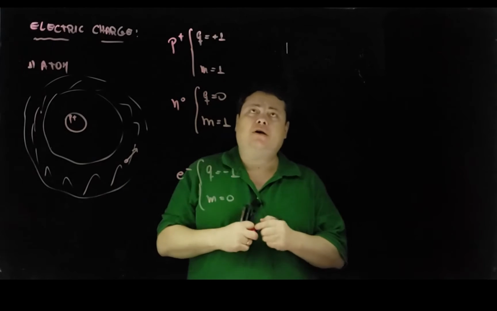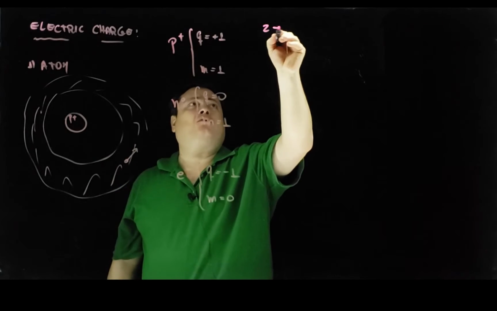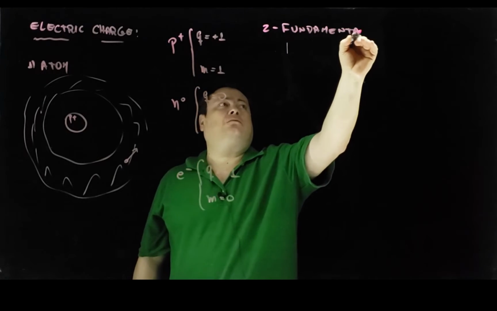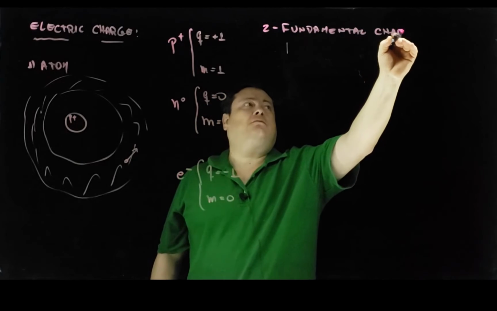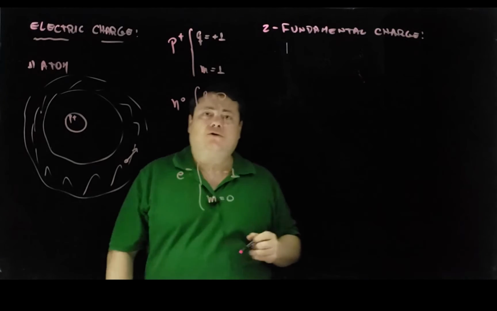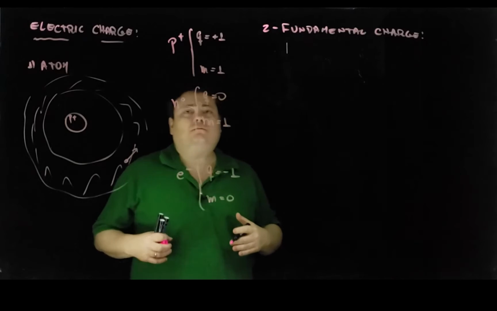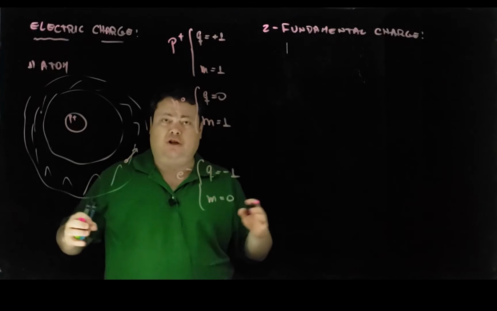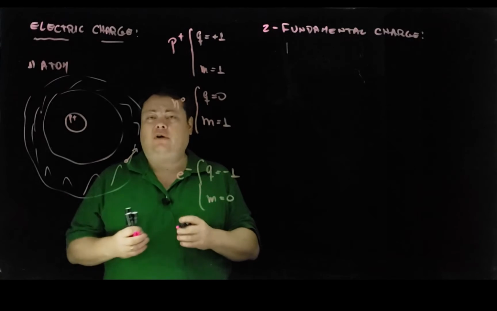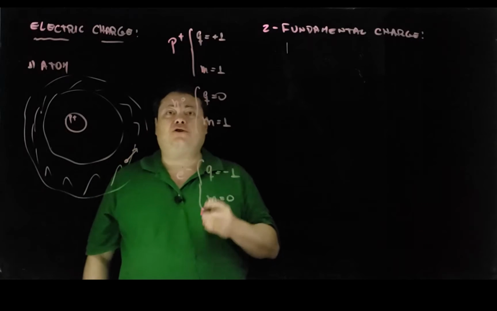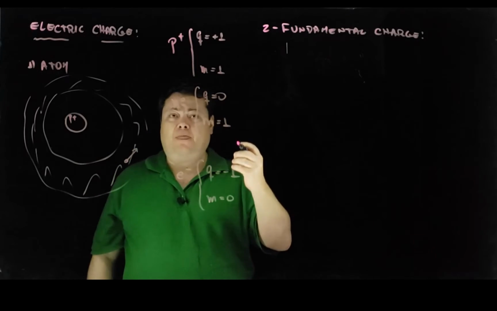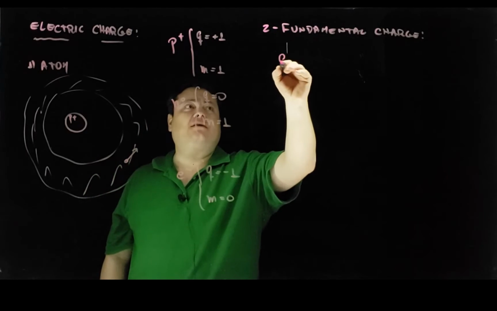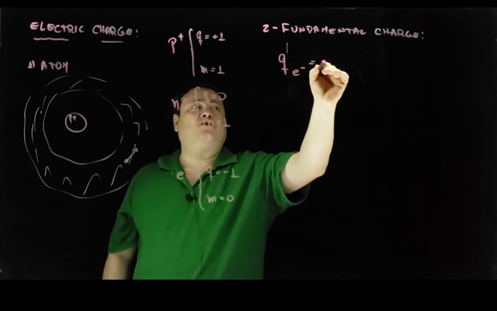Our next step is to talk about fundamental charge. So the smallest charge that we can find in nature, outside of a particle, is the charge of 1 electron. Therefore, we consider the electron's charge to be the fundamental charge, and we're going to represent it as just e.